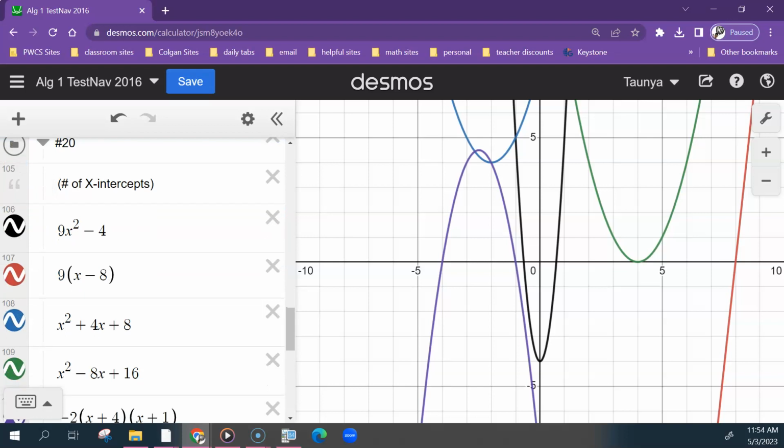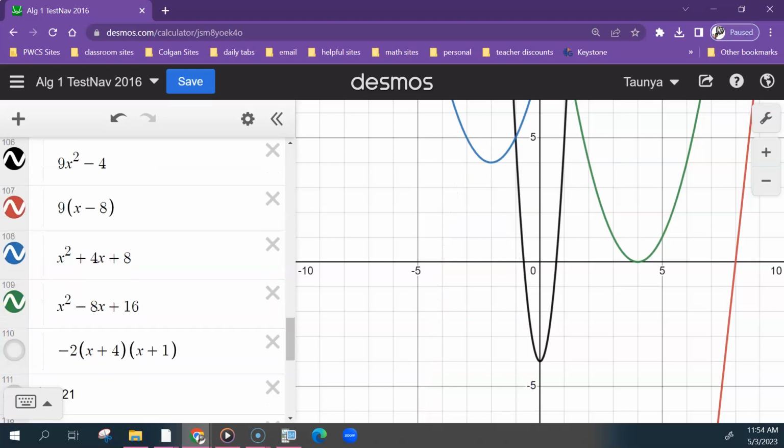20, you're looking for which of these has exactly 1 zero. Remember, zero is the same as solutions, x-intercepts. So which of these cross the x-axis only once? Purple does it twice. Black does it twice. Blue doesn't at all. So the green and the red, or these two.